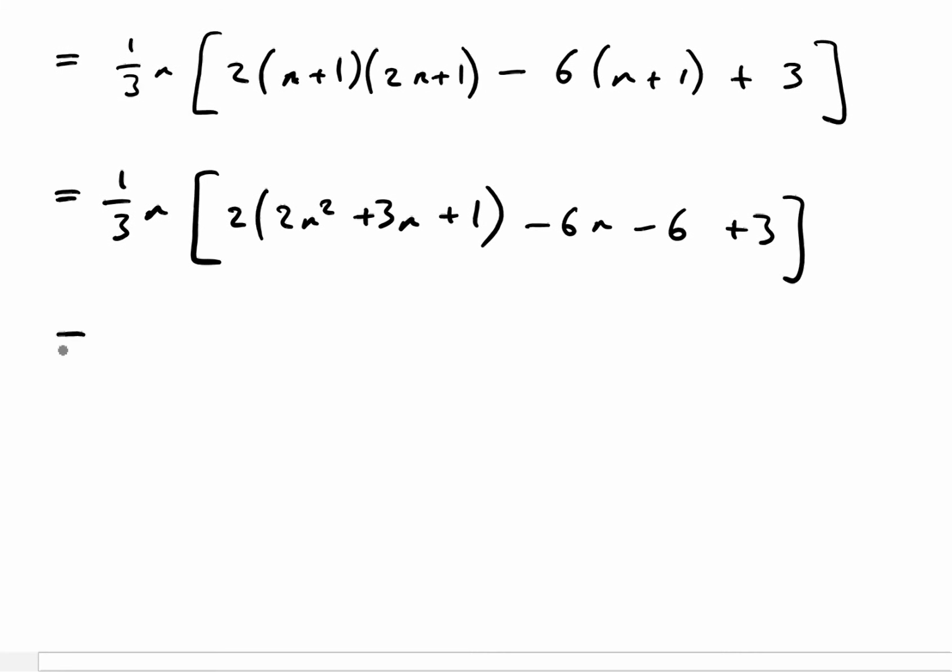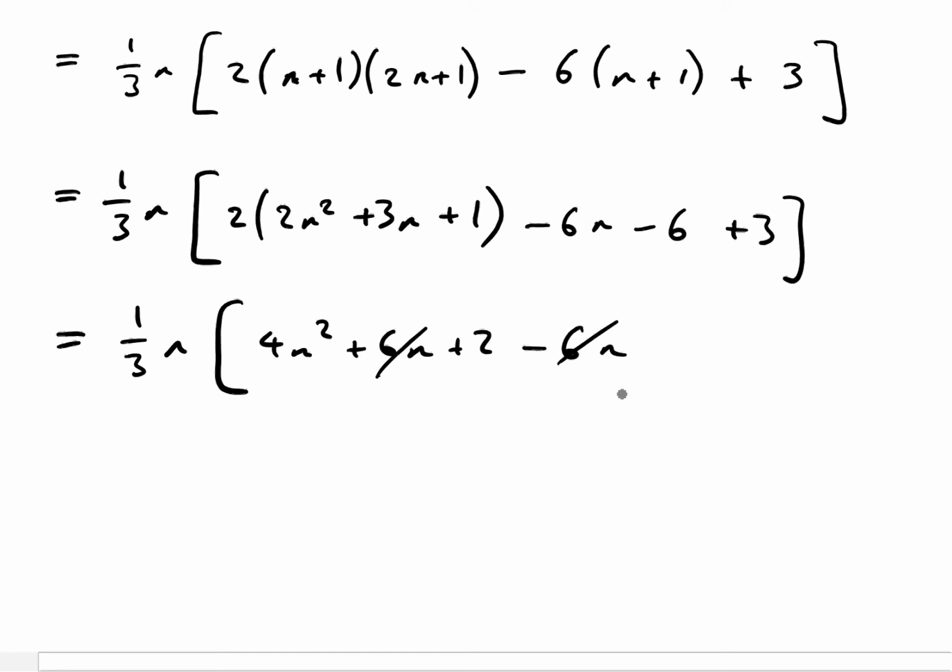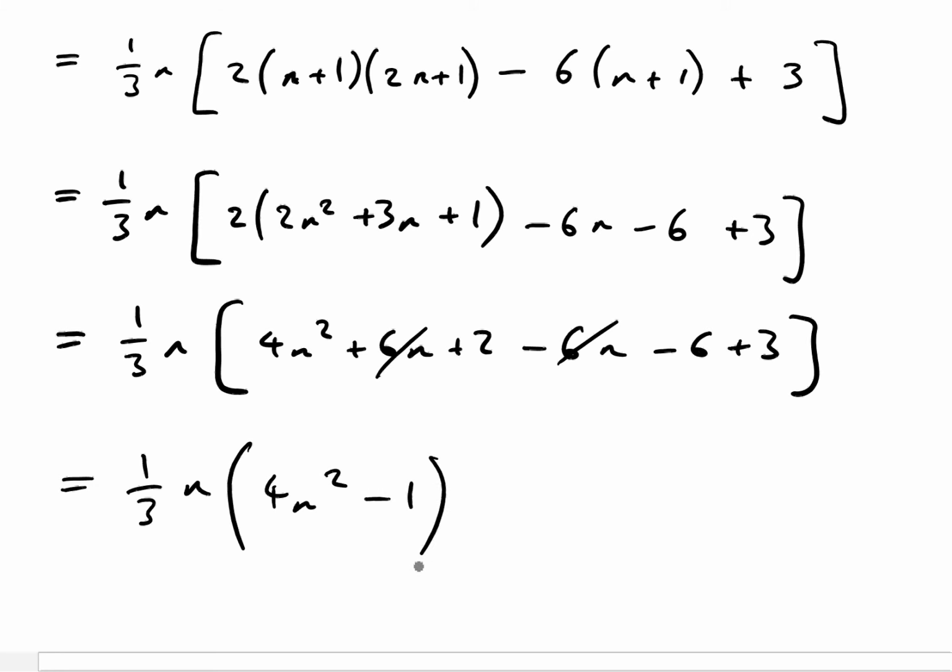Then let's do a little bit of simplification now, gathering together like terms. So let's multiply the 2 out across everything first. So we've got 4n squared plus 6n plus 2 minus 6n. I can see immediately those two things are going to cancel. We've still got the minus 6 and the plus 3. So we've got a third n times 4n squared. The 6n's have already cancelled. Then we've got the plus 2 minus 6 plus 3. That's going to be minus 1. And there we go, there is the final answer.